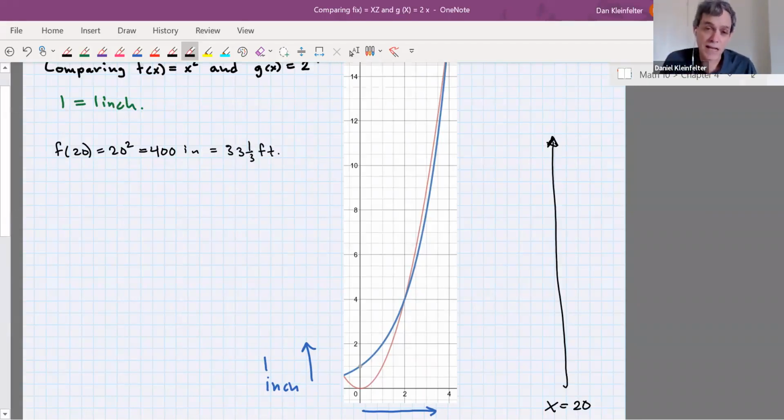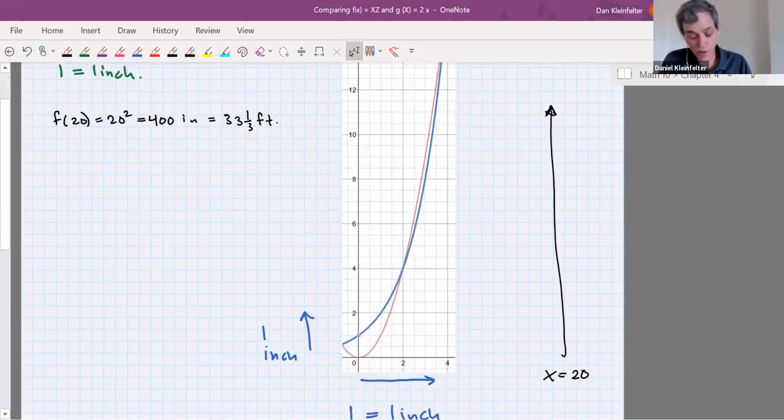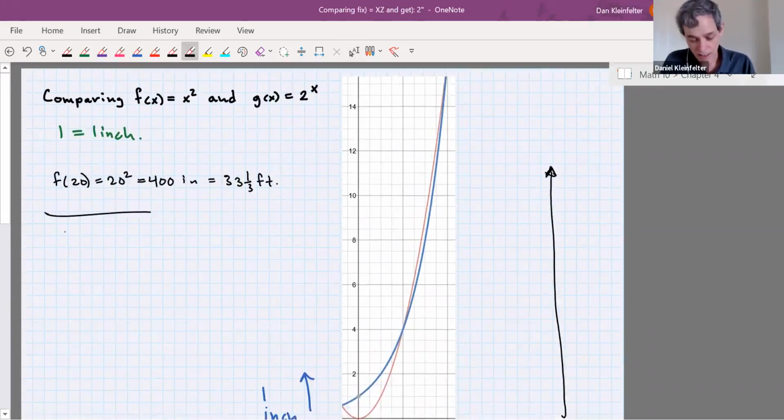And if you think about it, that makes sense because you're squaring a number, it's going to be really big. So if you get your piece of poster board, and you go to the right by 20 inches to draw this point for x equal 20, you're going to have to go up by 33 feet. So you have to get up on the roof, right, to draw that point. All right, so now let's see how it looks for 2 to the x.